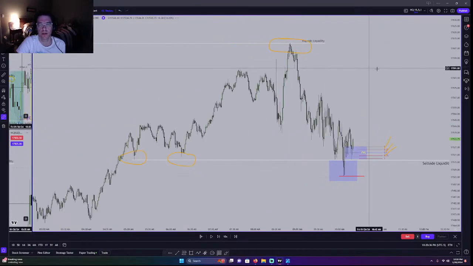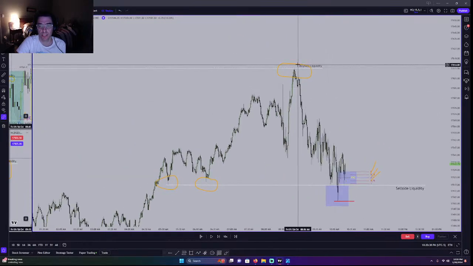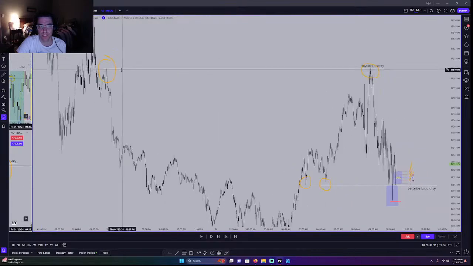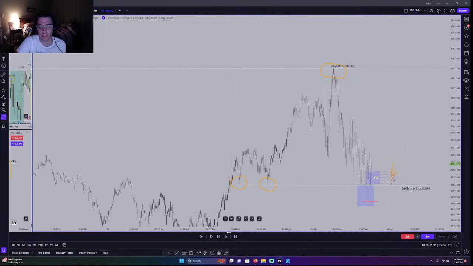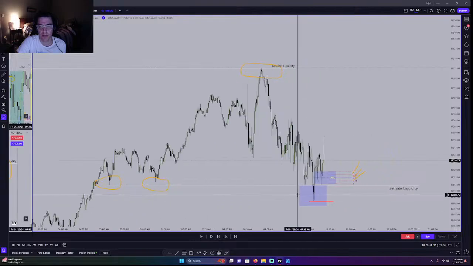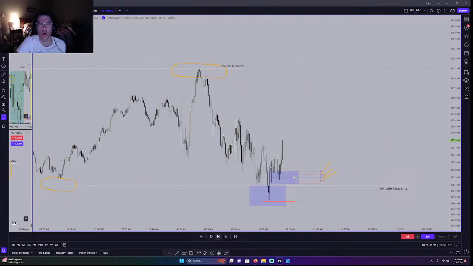Where are we going? We want to aim towards this area, these double tops. That is an area that we're going to be targeting. It's going to be the draw on liquidity. It's going to be the draw. It's going to pull it.